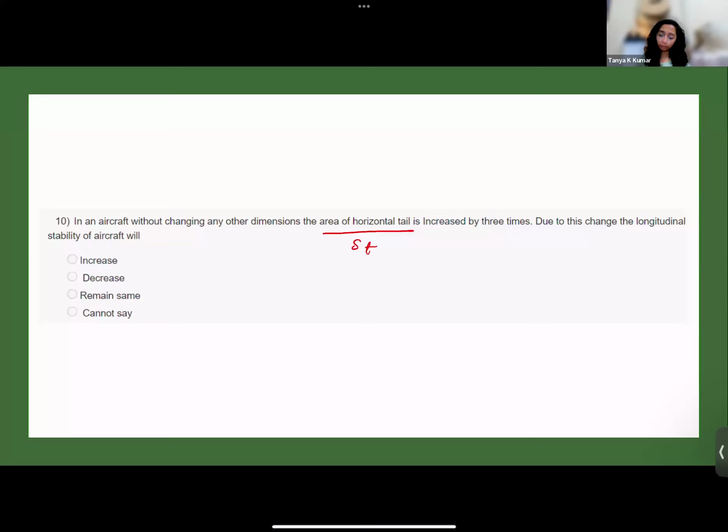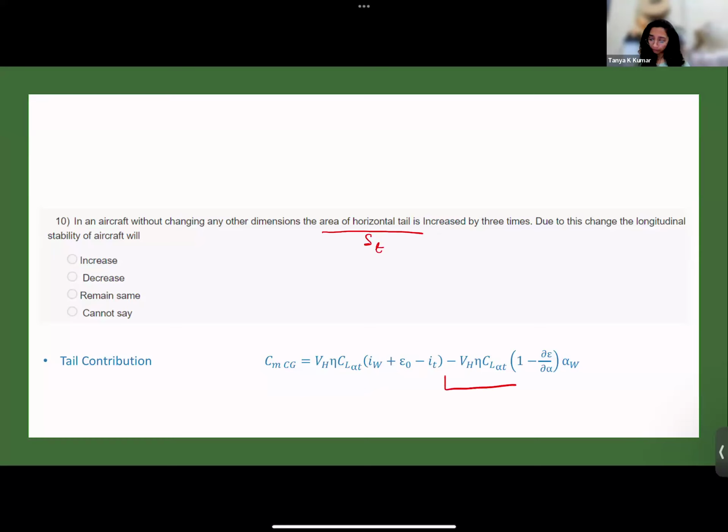Again, let's look at the tail contribution equation. When we look at stability, please only look at the CM alpha part, that is only this CM alpha tail. This is CM naught, and that does not contribute towards stability. Only CM alpha contributes towards stability. So when I increase ST 3 times, will the stability increase, decrease, or remain same?